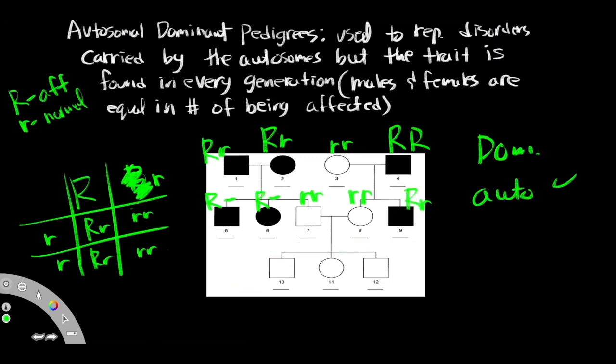Now let's do our last one. I don't think we need to do a cross for this one. We have small r crossed with a small r. It's obviously going to be a 100% chance of being small r. So all these individuals are normal. All right, let's try another. So hopefully you get the feel for it now.